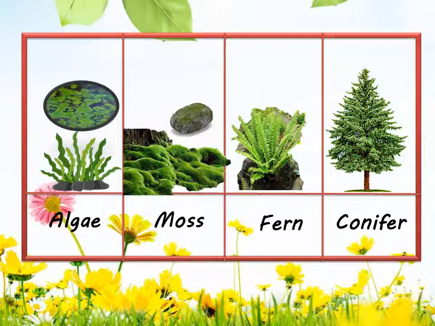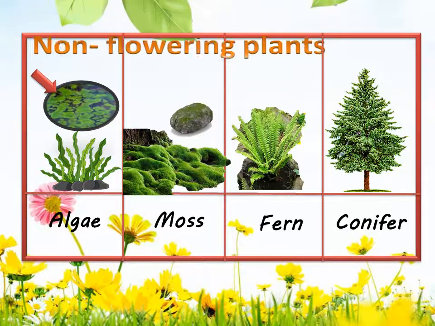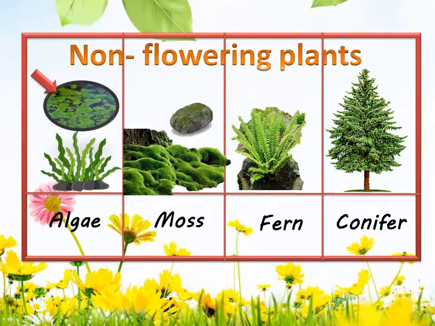Now, if you're confused, what is the difference between the algae and the moss? The algae grows in the water. It grows in or on the water or by the water. While the moss grows in dry soil, on dry stone, on the dry roots of the tree, in the lower part of the tree. So that's how they differ from each other. And these are the non-flowering plants.